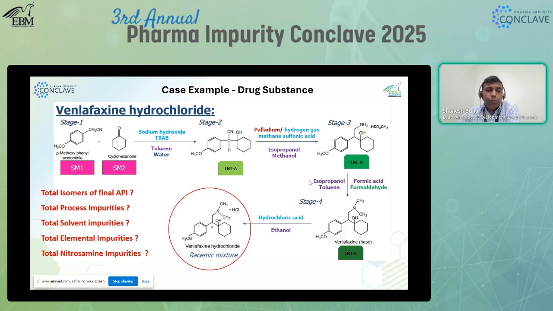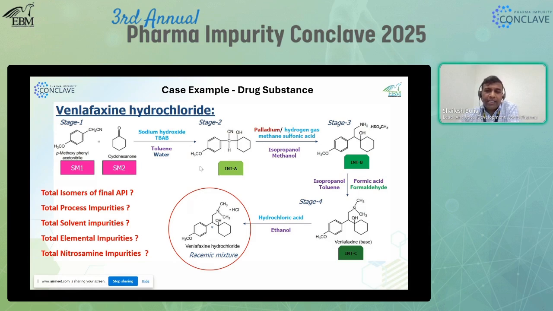How many total isomers in this API can you observe? You note down how many isomers you have in this ROS, and you write down in the chat platform. Dheeraj, ask them so they can at least share their numbers or evaluation or answer. How many total process impurities from this ROS? And how many solvent impurities from this ROS? And total elemental impurities from this ROS, and total nitrosamine impurities from this ROS. If you are able to click this, I think my session will be meaningful to you.